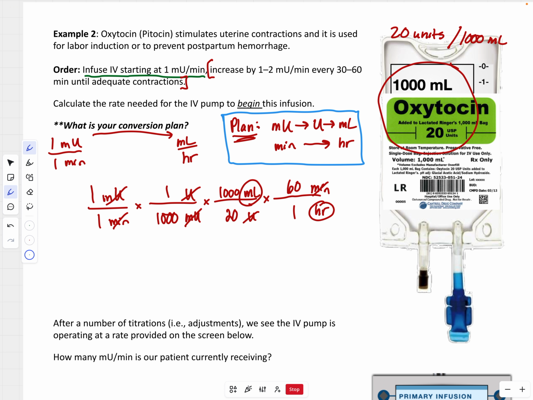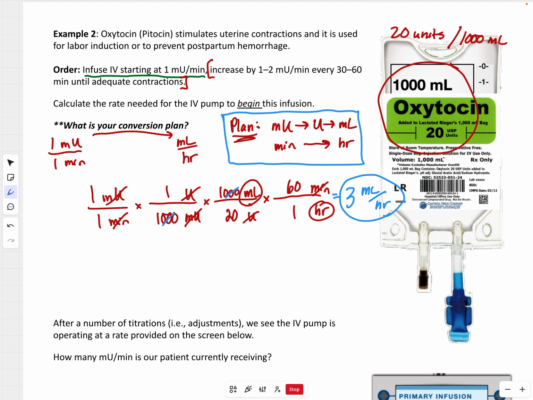When we do our division, we should see 1,000s cancel, and I'm just going to have 60 divided by 20. So I multiply all the numerators, multiply all the denominators. We should get 3 mLs per hour needs to be given. Okay. This situation is the infusion rate that we would start. So we would start at 1 milliunit per minute.